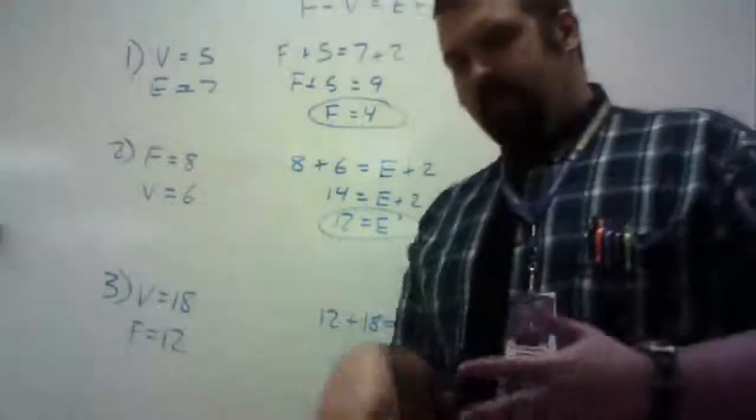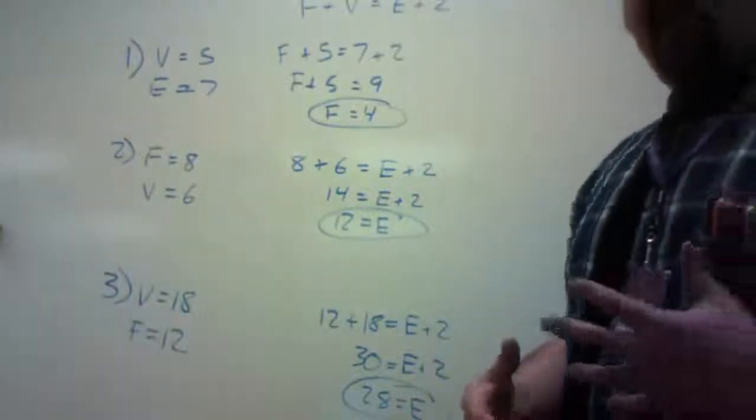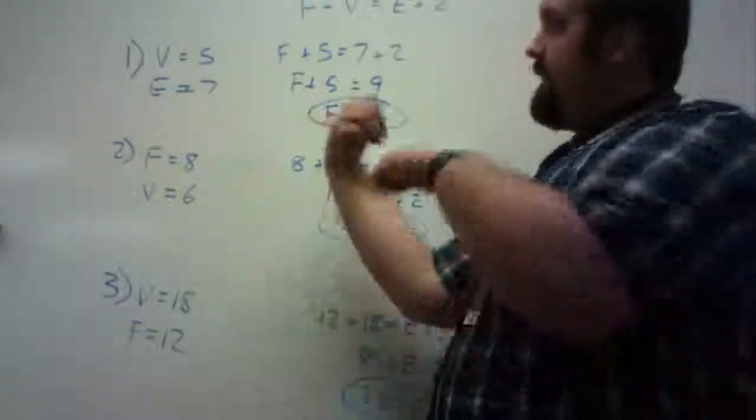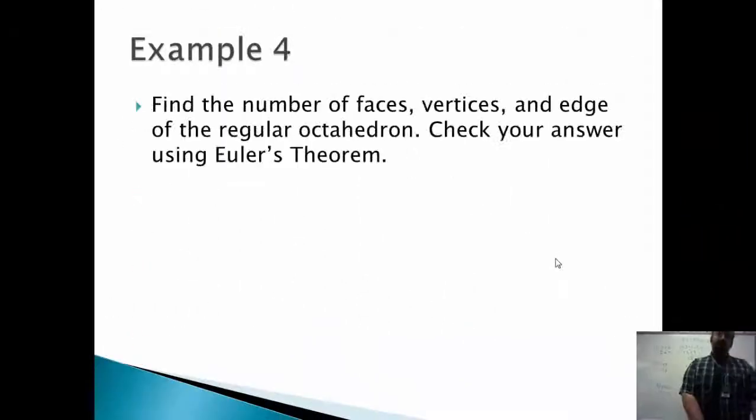So at this point, we should be able to classify the shapes, identify what they are, and be able to count the number of faces, vertices, and edges, and relate them through Euler's theorem. Let's add in one extra dimension to this. What if I don't give you a picture and I don't tell you the number of faces, vertices, or edges, but I say, hey, find the number of faces, vertices, and edges of a regular octahedron. Check your answer using Euler's theorem. Let's quickly, first of all, have you try to draw an octahedron.